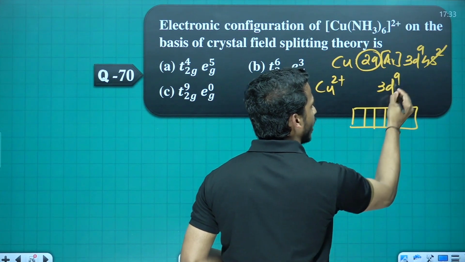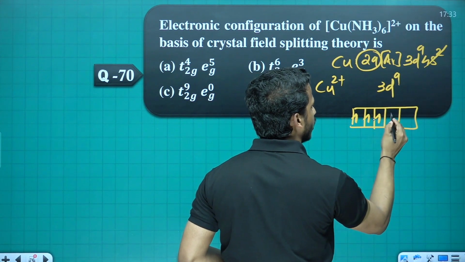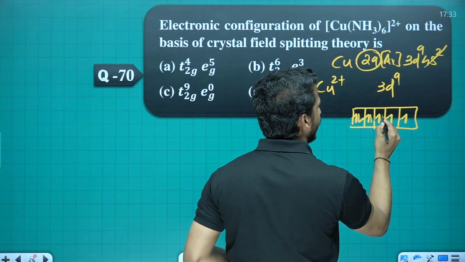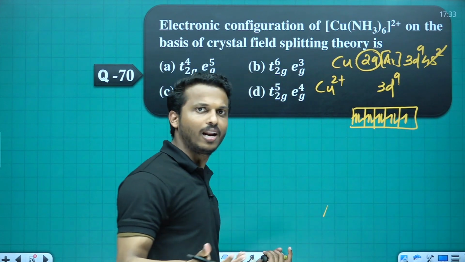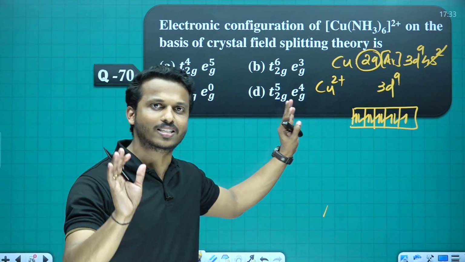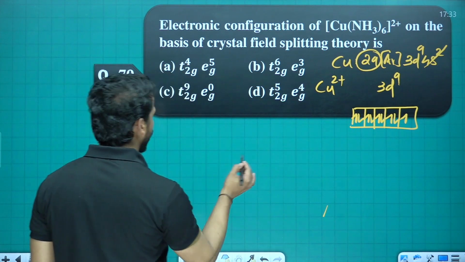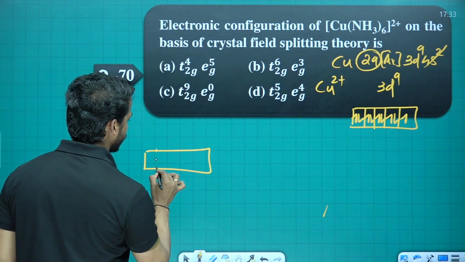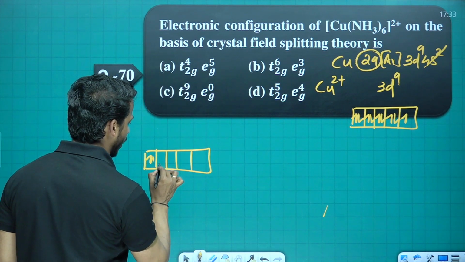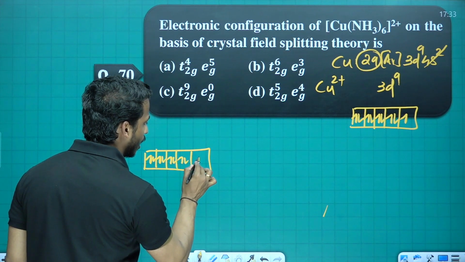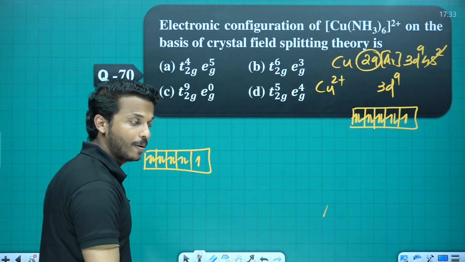Strong ligand, so how do 9 electrons accommodate? 1, 2, 3, 4, 5, 6, 7, 8, 9. Already 9 electrons, even if you pair it, it will accommodate like this, correct? So how are you going to split this one? In octahedral complexes, how is the splitting happening.